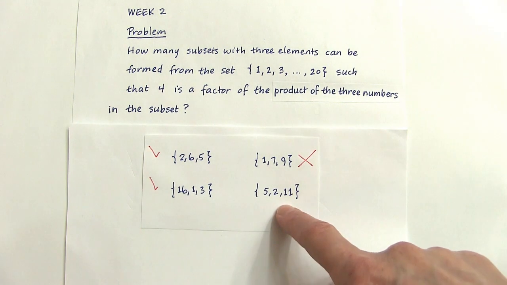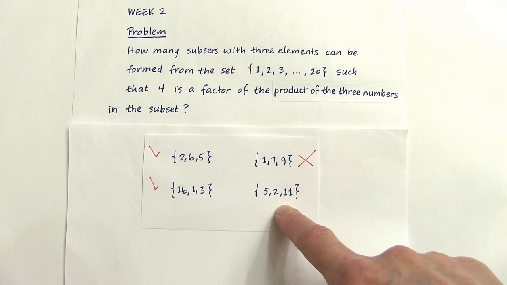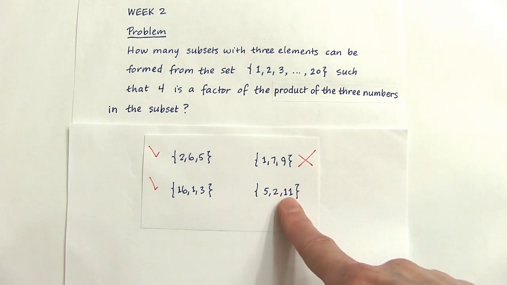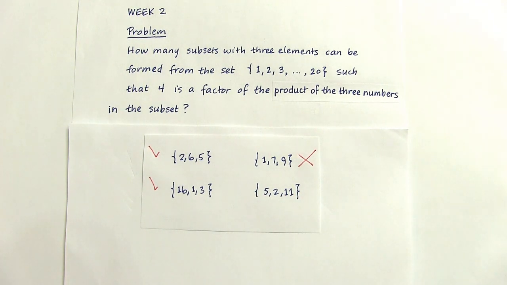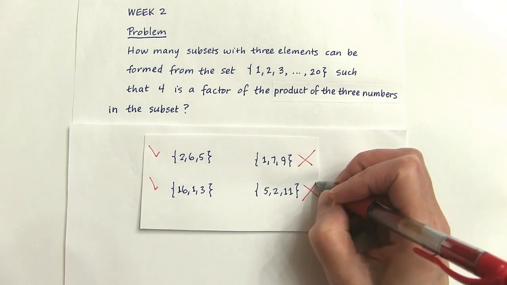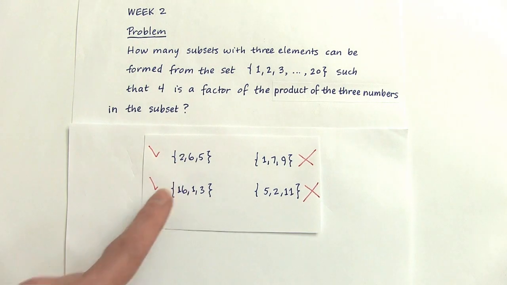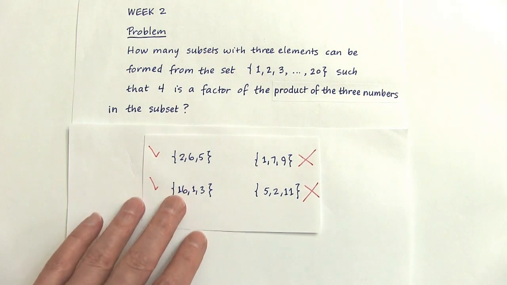And this subset doesn't work either because while one of the numbers is even, it's not divisible by 4. And so the product, 5 times 2 times 11, is 110. And 110 divided by 4 is 27.5, which is not a whole number. And so this subset doesn't work. So I've listed 2 subsets that do work, and the problem is asking how many subsets like this are there?